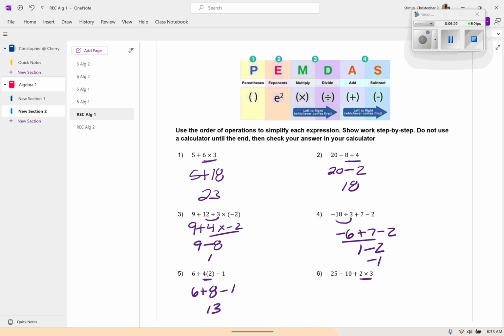This one, we're going to go ahead and multiply first. So the 25 minus 10 is just going to stay as is for now. 2 times 3 is 6, and it's positive. And now we're going to go ahead and go left to right because it's all subtraction and addition. 25 minus 10 is 15. 15 plus 6 is 21.